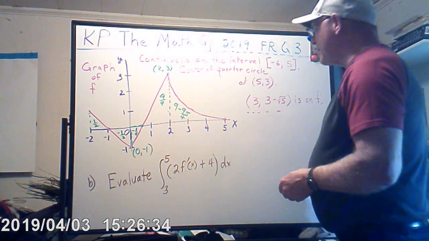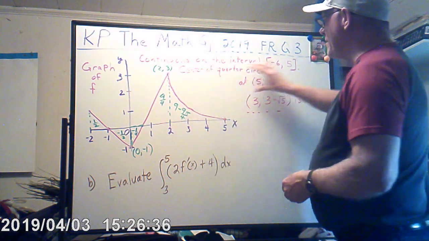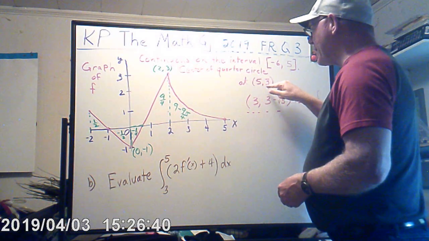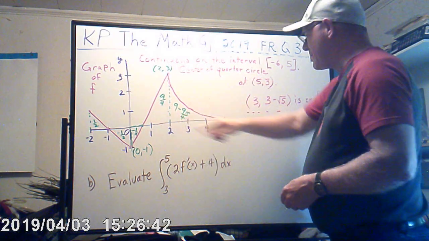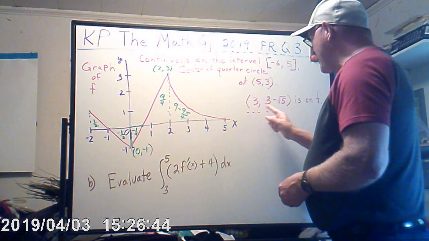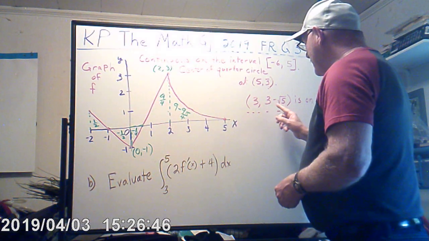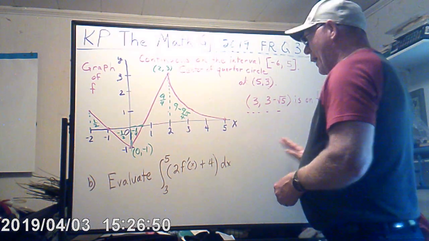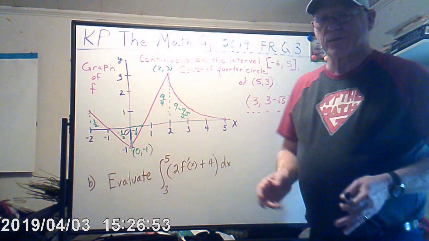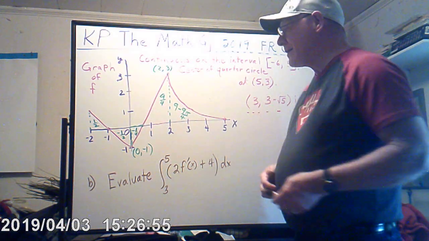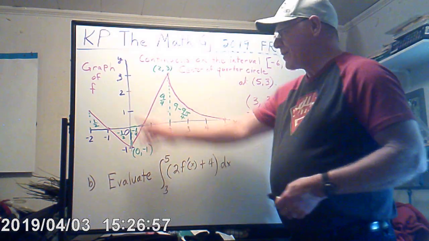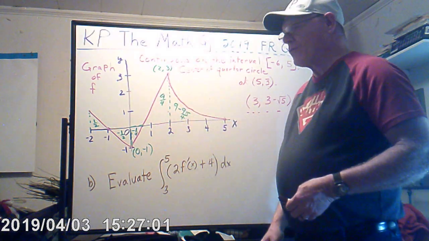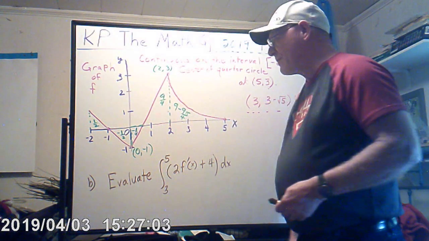We know that we don't need to worry right now about the center of the quarter circle at (5, 3). You need that to find this, is what you do. And we do need this one: (3, 3 minus the square root of 5) is on f. I actually found that out myself, that's really true. It is actually on f. This is a graph of f right here. A three-way piecewise function is what it is.